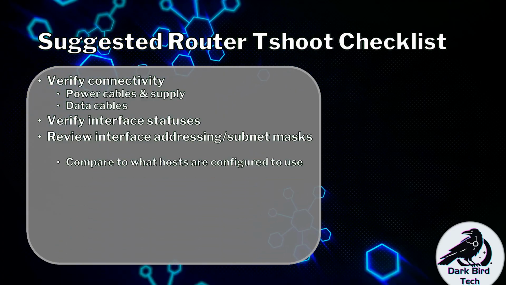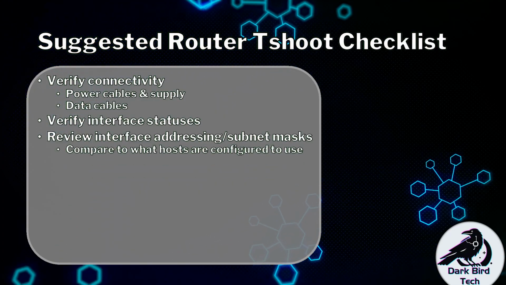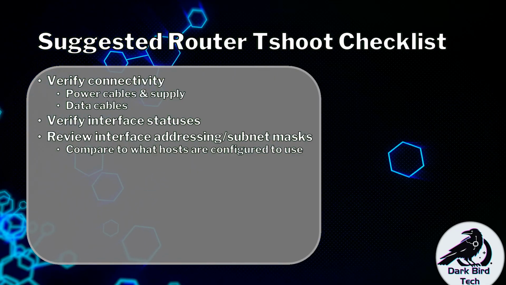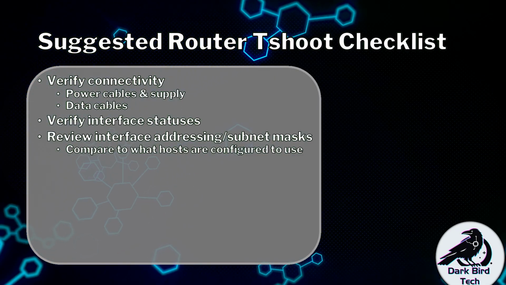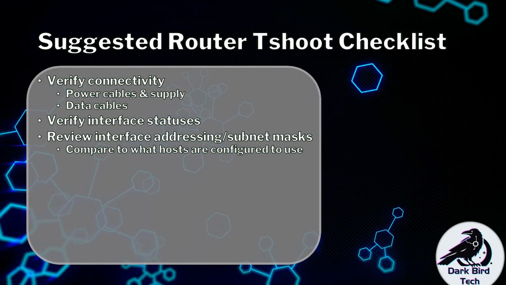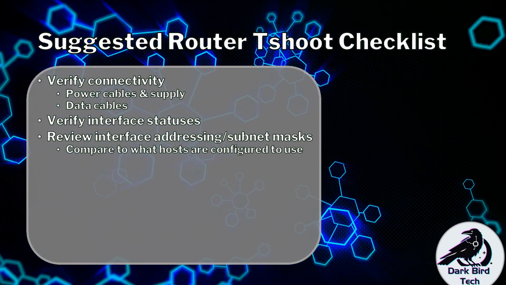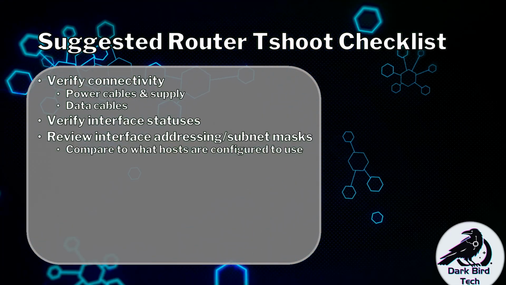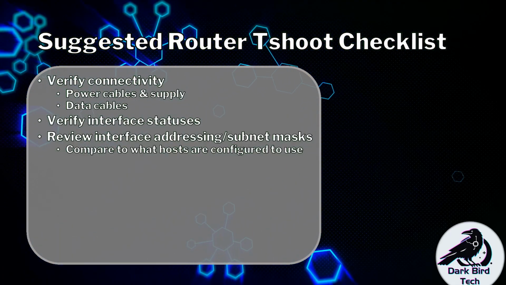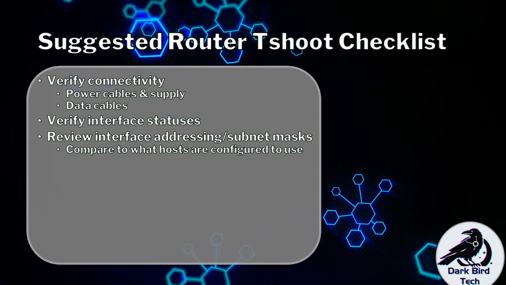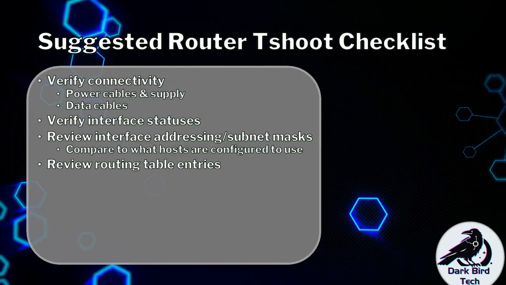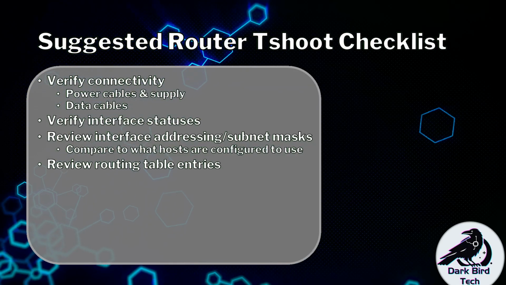Also, it might be a good idea to compare to what the hosts are being configured to use. A common mistake I've seen being made is one particular IP address gets configured on a router's interface to act as a default gateway, and then somebody misconfigures the default gateway setting on the clients or the DHCP pool. And the clients will then be forwarding traffic to the wrong gateway, the wrong layer 3 device. So, worth checking that.